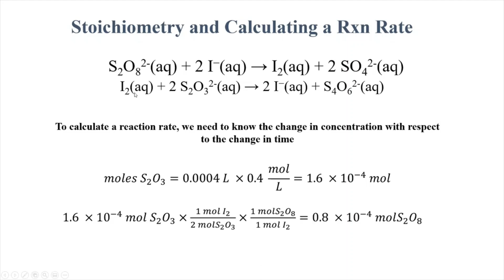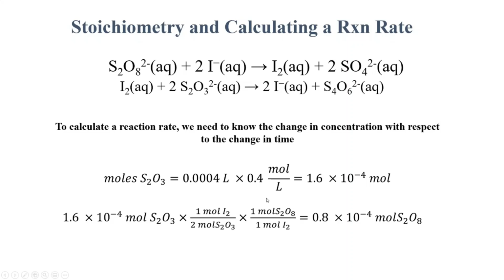And this is our bridge. This is the link that allows us to go from here back up to our original equation. Because we know that for every 1 mole of I2 that's produced, 1 mole of S2O8 was consumed. So now we have a stoichiometric link between the moles of the sodium thiosulfate that were consumed and the moles of the peroxydisulfate that were consumed. So in essence, we're just taking this 1.6 and dividing it by 2, which gives us 0.8 times 10 to the minus 4, or another way of writing it would be 8 times 10 to the minus 5.